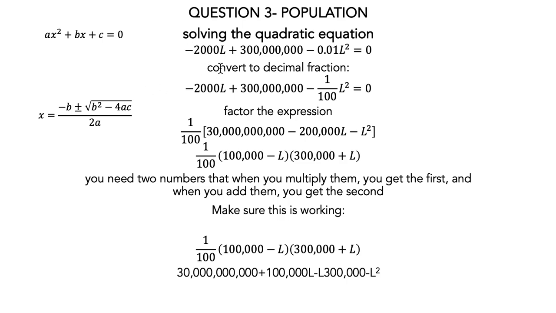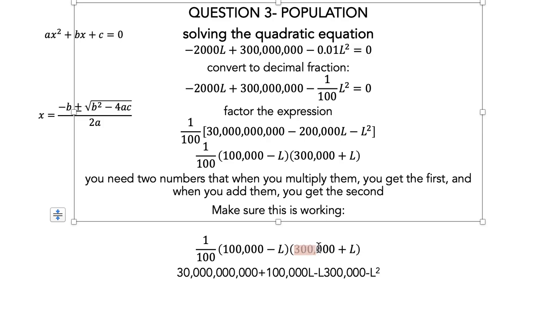I just wrote everything again so you don't get lost. We have this quadratic equation. We can simplify it with 1 divided by 100. We put this outside of the parentheses, which is called factoring. And now I need two numbers. One will be minus L and the other one will be plus L. So now I only verify for you. If we multiply 100 times 300,000, we'll get this 30 trillion that we have originally. And then we multiply the same term times the second element in these parentheses, and we get 100,000 L.